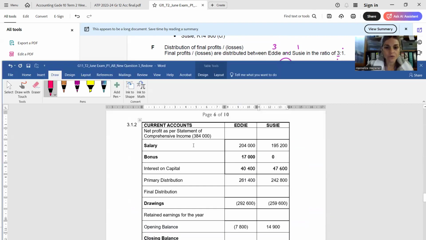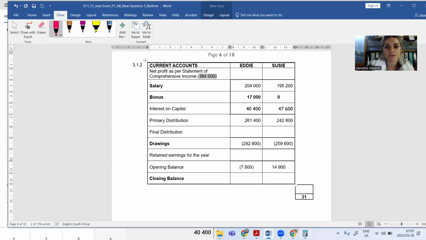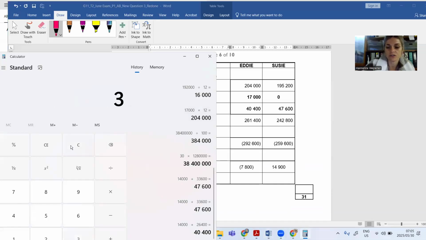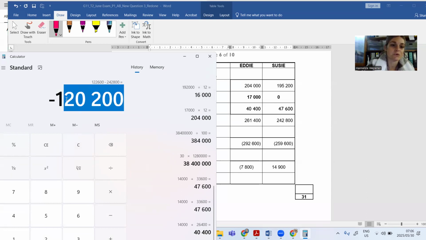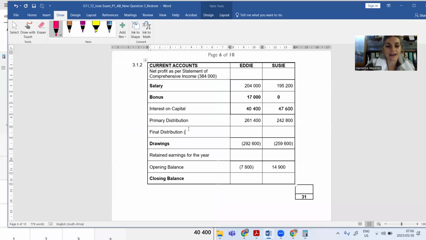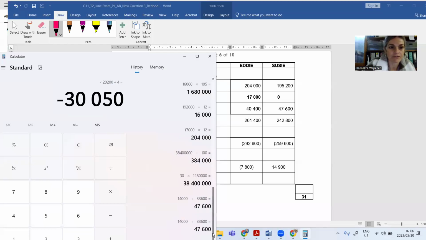So I have already taken this 384,000 Rand and I've distributed that in primary distributions. So 384 minus the primary distribution, because that first needs to be distributed. So that leaves me with a loss of 120,200 that I now have to distribute as a final distribution. So in other words, I'm distributing final losses. And I need to divide that by 4 to get their portions.